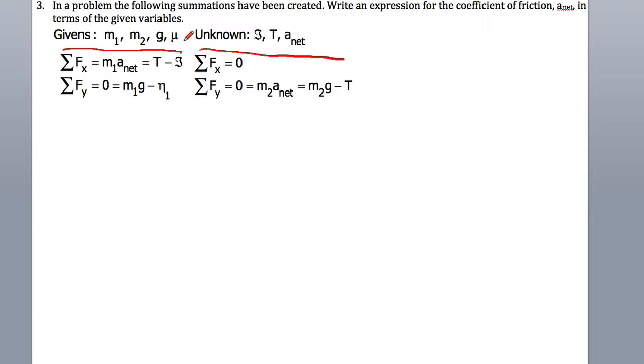m2, g, and mu. What I need to be able to do is rearrange these to find a net using only my givens that are up here. So I've got to get rid of friction and tension. Now there are a couple things to notice right away. I've got friction and I've got a normal force.